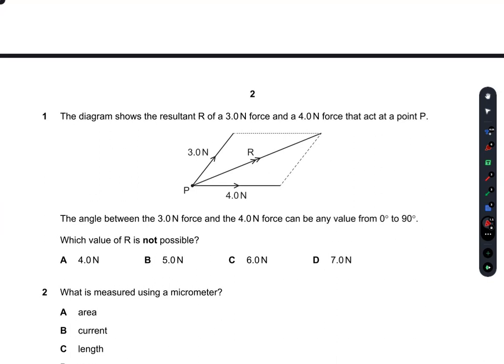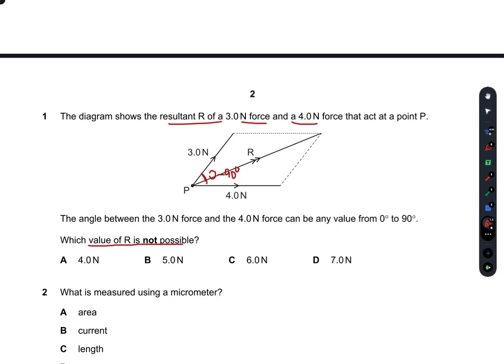The diagram shows the resultant R of a 3 Newton force and a 4 Newton force that act at a point P. The angle between the 3 Newton force and the 4 Newton force can be any value from 0 to 90. So this angle can vary from 0 degrees to 90 degrees. Which value of R is not possible?